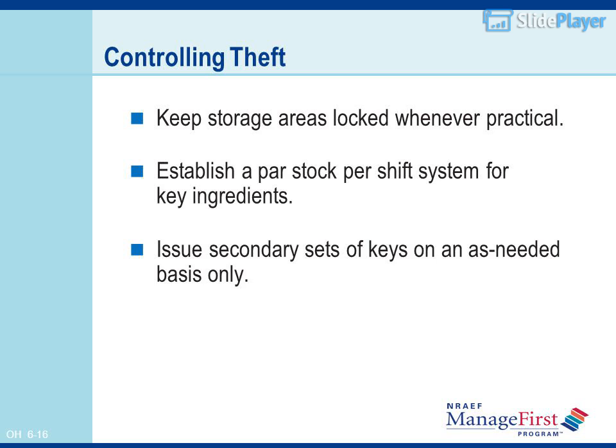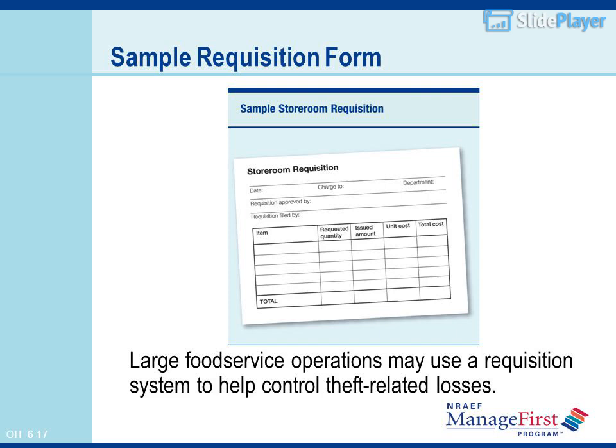Answers include inaccurate sales and buying records, excessive product outages, unhappy guests because desired products are unavailable, cost of additional deliveries needed to replace items, and a sense by employees that management is not in control. Sample requisition form. Large food service operations may use a requisition system to help control theft-related losses.